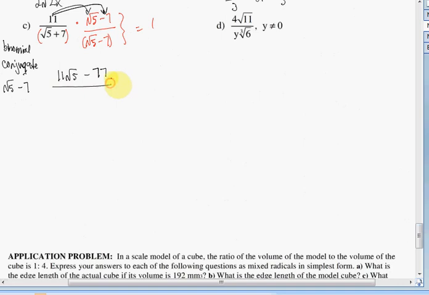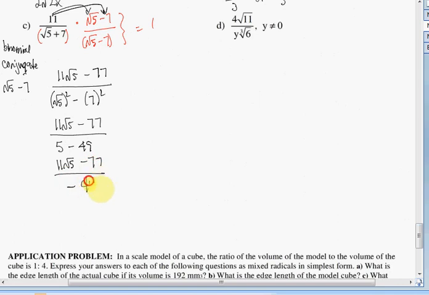Divided by, use our shortcut, square the first term minus the square of the second term. So we have 11 root 5 minus 77 over root 5 squared is 5, 7 squared is 49. Simplify the denominator. Gives you negative 44.